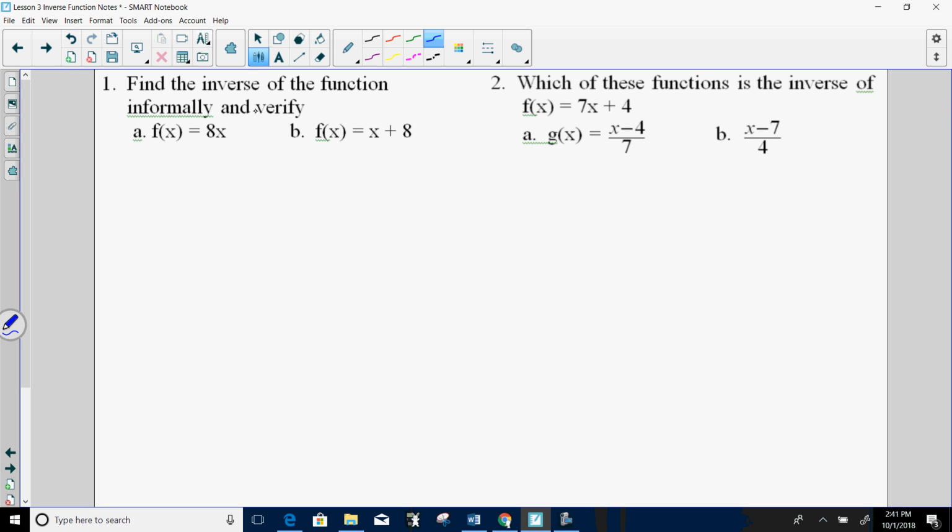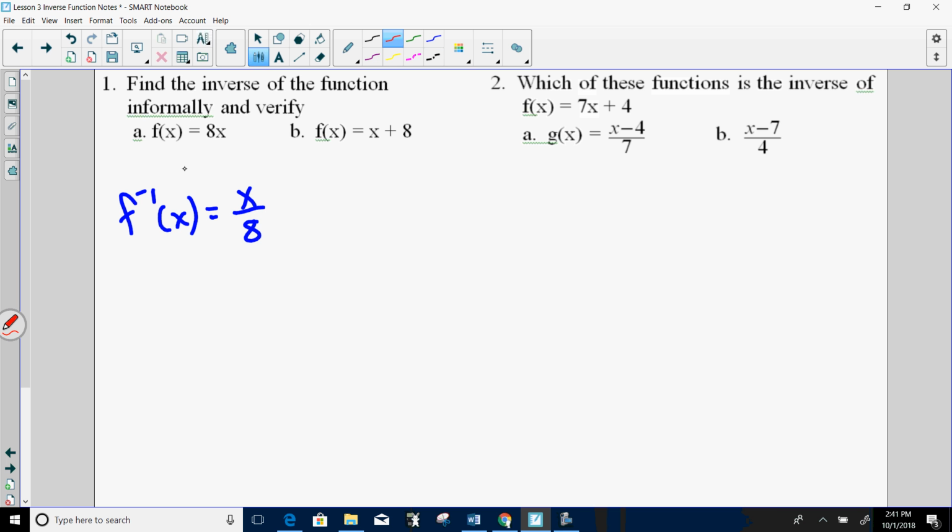It says find the inverse of a function informally and verify. Informally just means take an educated guess. So if I start out with the function f of x equals 8x, well, what do I do there? I'm multiplying by 8. So then I would say that my inverse in function notation would be x over 8. Then we come down here and we check.